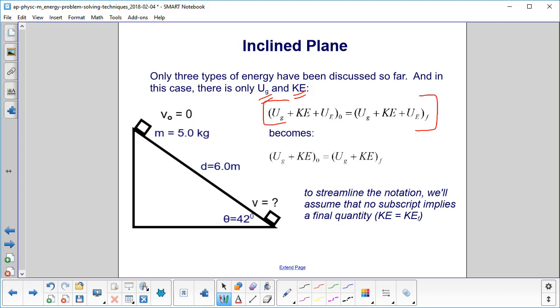It's always good to start there just to make sure you include everybody. And what do we leave out of that? Well, there's no spring, so we lose this term, and we're right here. And then we label our incline. Here's the distance it slides down, here's the mass, here's its initial velocity. And just to save on notation, if we don't have an F, we'll assume that it's the final position.